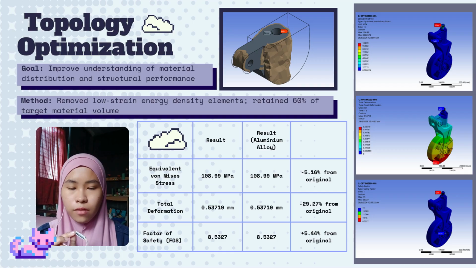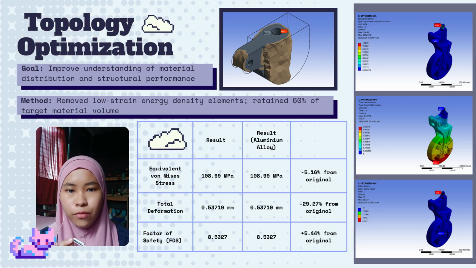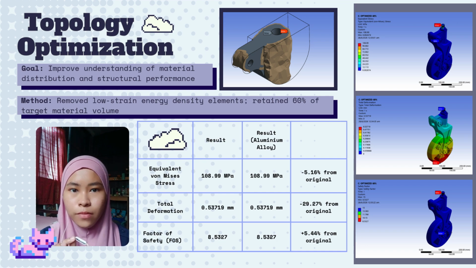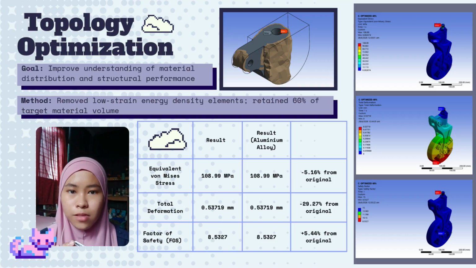The result was impressive. The peak stress was 108.99 MPa, which is 5.16% lower than the original design. The total deformation was 0.53719 mm, a 29.27% reduction, and the factor of safety remained very high at 8.5327, an increase of 5.44% compared to the original design. The analysis clearly demonstrates effective material usage and significant mass reduction without compromising the component's load carrying capacity. Lighter components translate to benefits like reduced rolling resistance for the user.